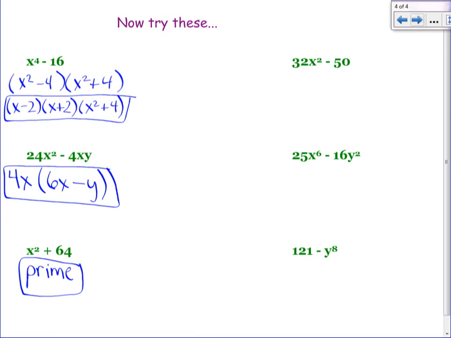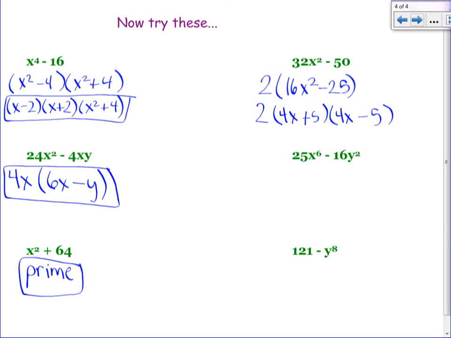Okay, the next one up at the top on the right, what should we do first? Take a 2 out. So we're left with 16x squared minus 25. Oh, that one worked out nicely because now we can factor it to be what? 4x plus 5 and minus 5 after we square root both.